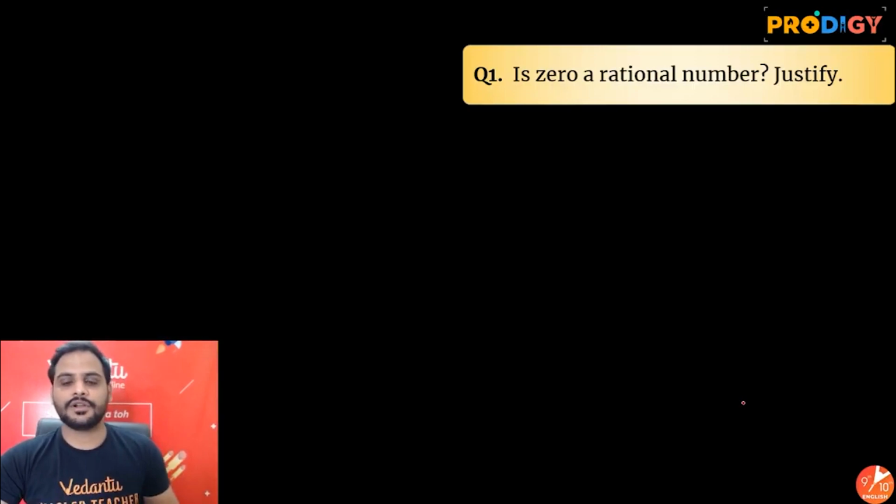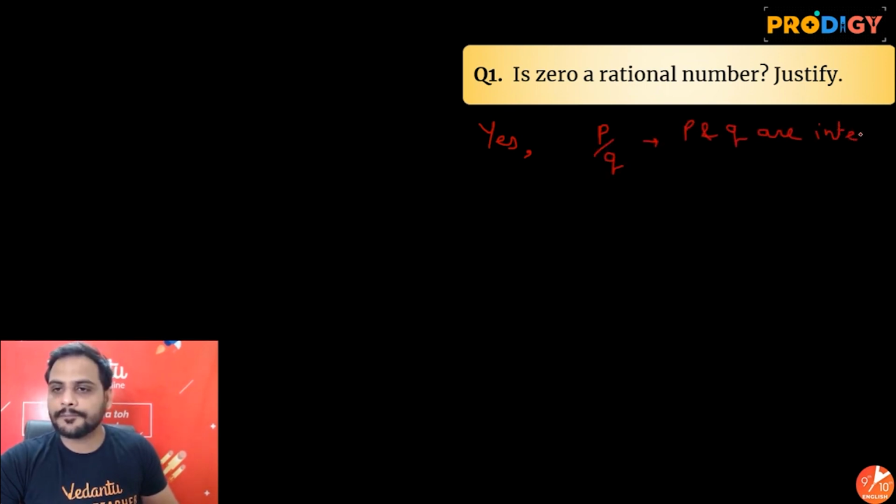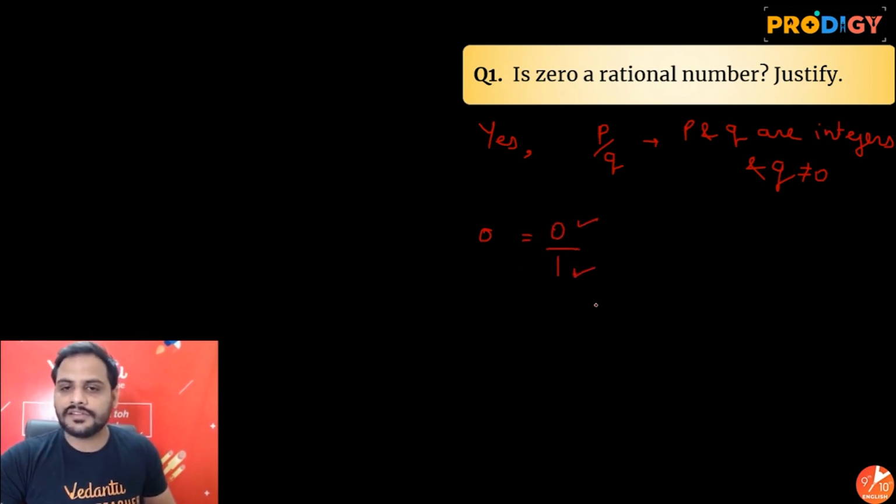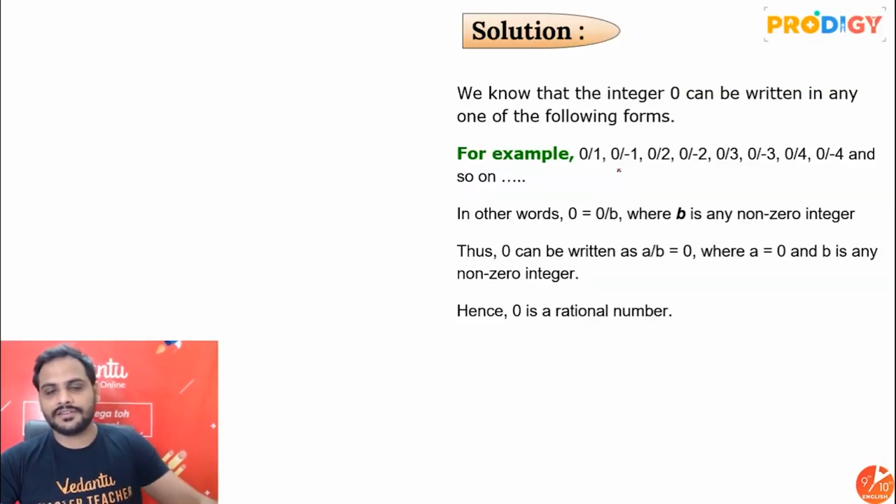Okay beta, now let's solve some questions. First question: is 0 a rational number? I would say yes. Why? Because I can write 0 in the p by q form, where p and q are integers and q is not equal to 0. How? Sir, 0 I can write as 0 by 1. 0 is an integer, 1 is an integer, and q, which is 1, is not equal to 0. Right? p can be 0. No one has told you the numerator cannot be 0. The numerator can be 0. Only the denominator should not be 0. Alright? So yes sir, it is a rational number.